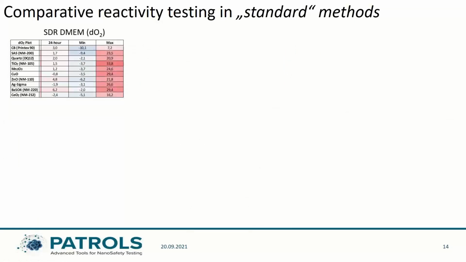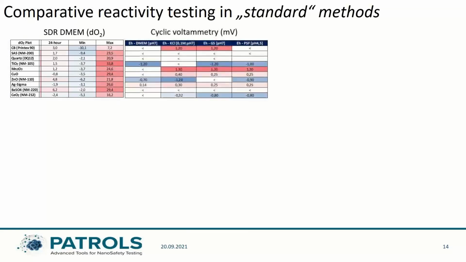So I'll shrink now the data for the SDR in DMEM to just the 24-hour and minimum and maximum values, and then compare with the cyclic voltammetry data. So cyclic voltammetry is measuring specifically the redox behavior. So blue is reductive and red is oxidative.